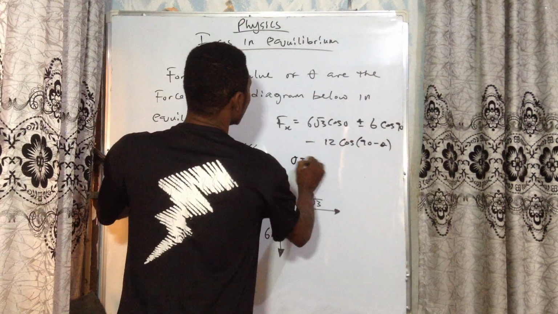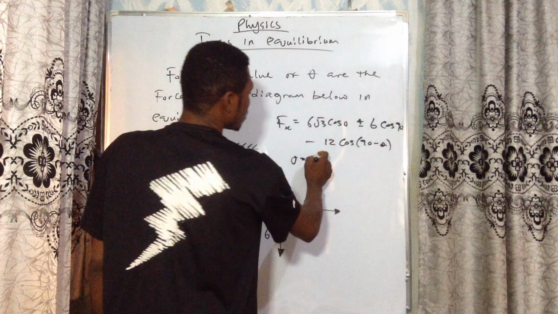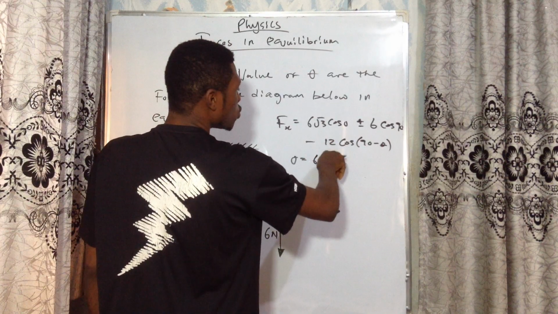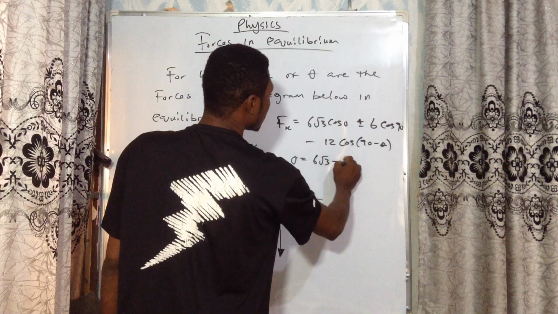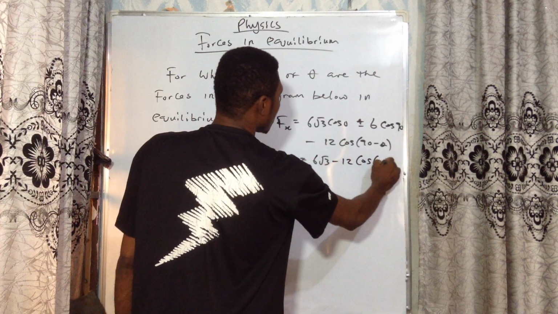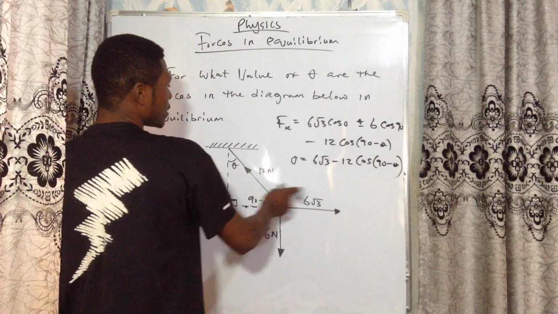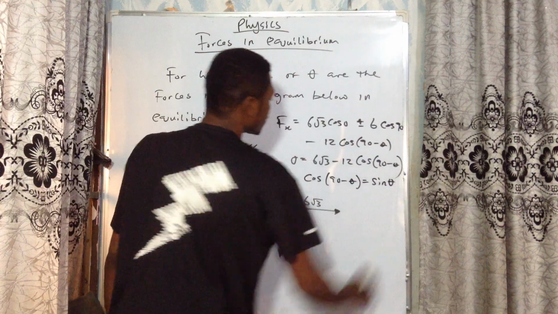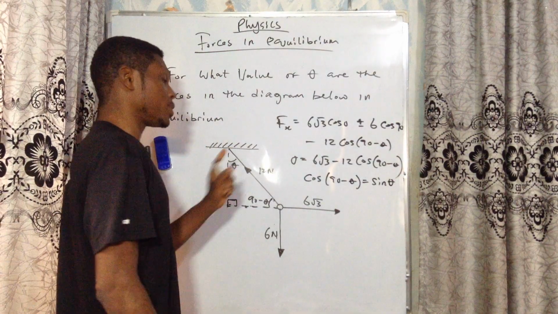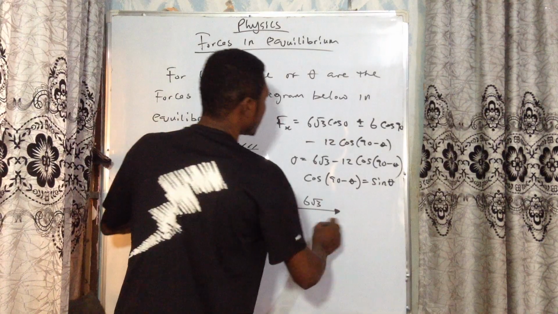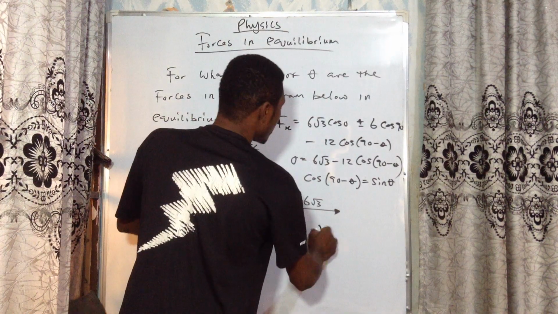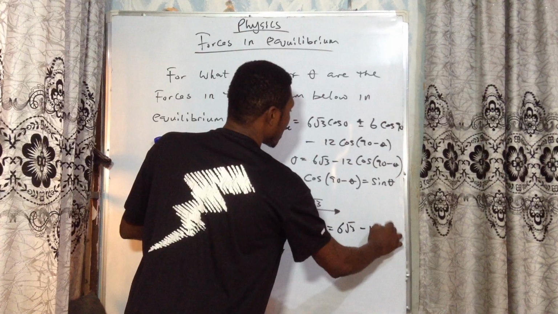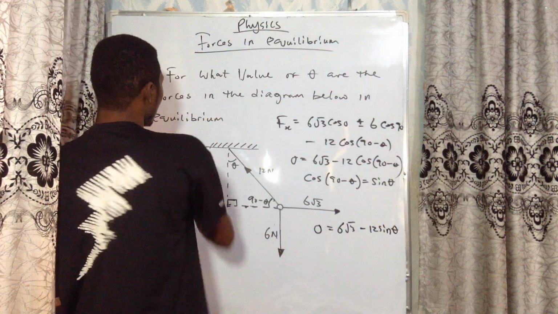So we now have 0 is equal to 6 root 3, since cos 0 is 1. Then cos 90 is 0, so that term vanishes, and we have minus 12 cos (90 minus theta). You know, cos (90 minus theta) is always equal to sine theta. So we now have 0 is equal to 6 root 3 minus 12 sine theta.